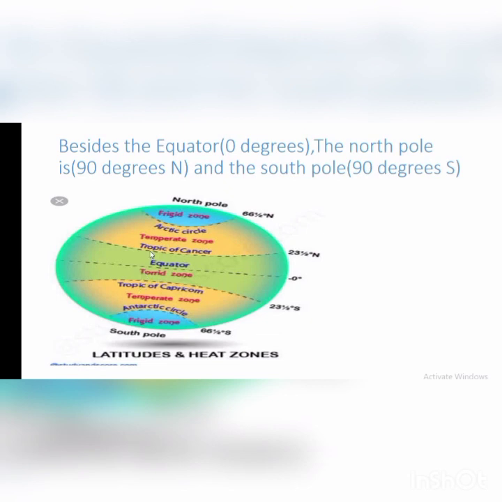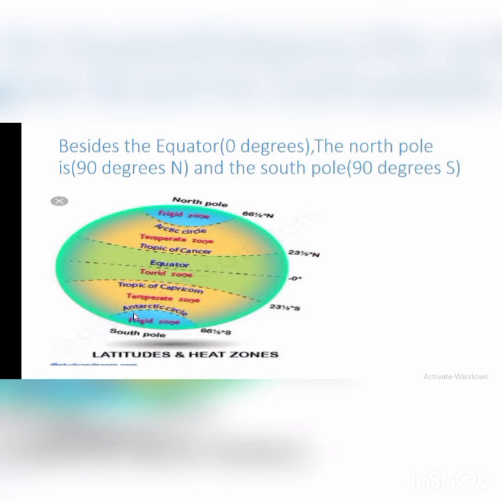Coming to the frigid zones. The areas lying between the Arctic Circle and the North Pole in the northern hemisphere, and the Antarctic Circle and the South Pole in the southern hemisphere, are very cold. It's because here the sun does not rise much above the horizon. Therefore, the rays are always slanting and provide less heat. These are called frigid zones.